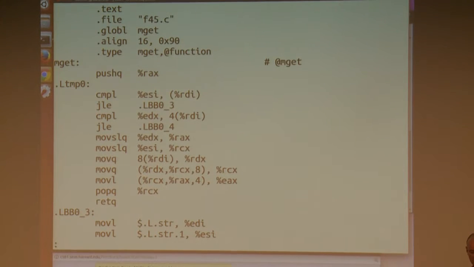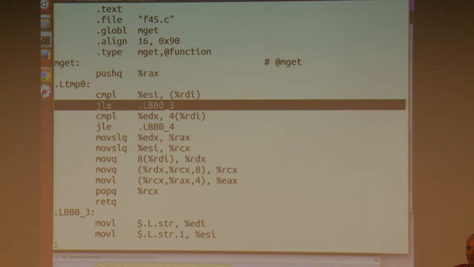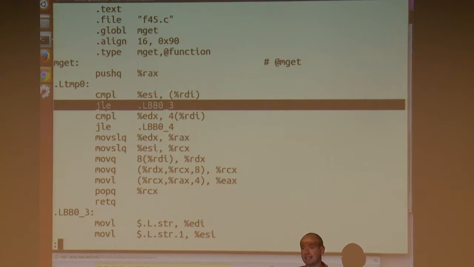So where do we jump to LBB03? Right there. We will cover jumps later in the lecture. But what this is doing is the comp instruction is computing a subtraction. And then if the subtraction is less than or equal to 0, we jump to LBB03. So the assertion is asking whether I is less than M arrow rows.